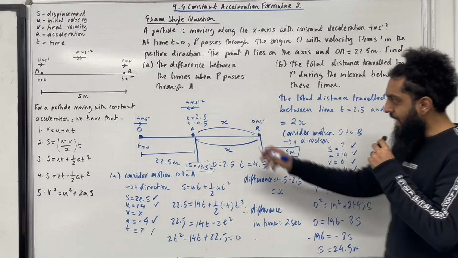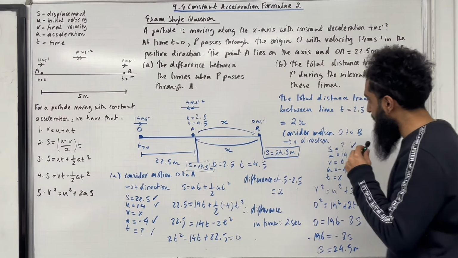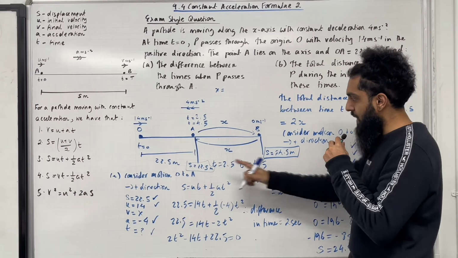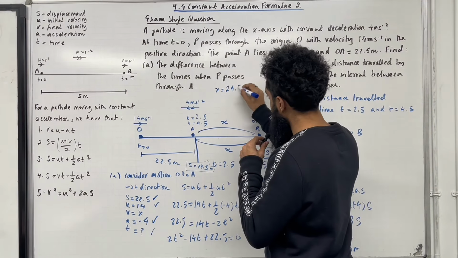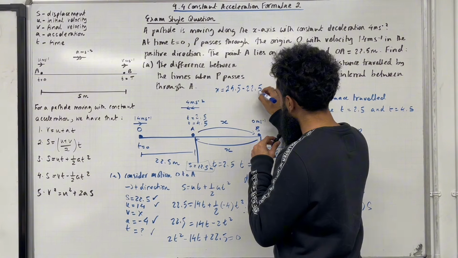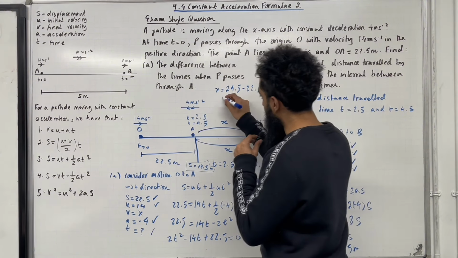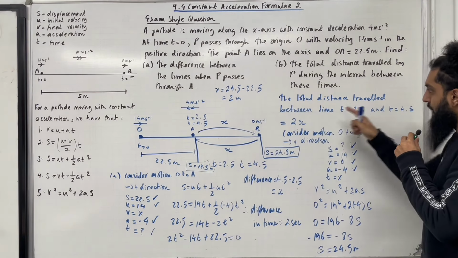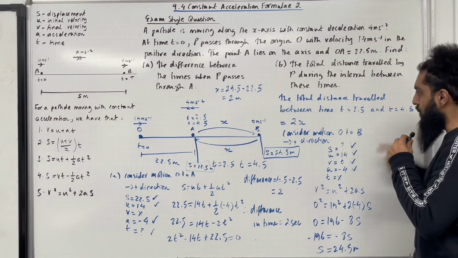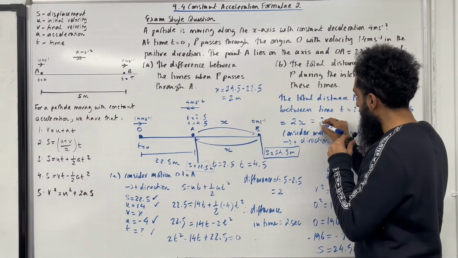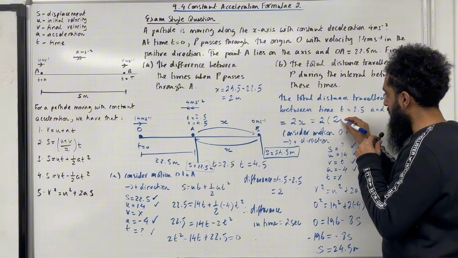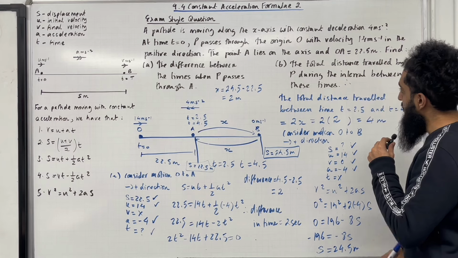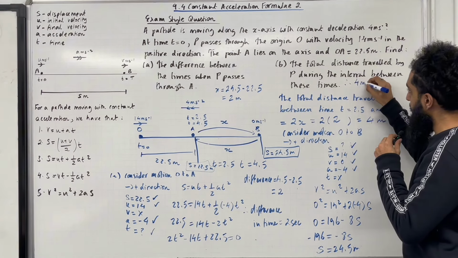Okay, so what is x? Well, x will be the difference between 24.5 and 22.5. So that will be 2 meters. And therefore, the total distance traveled between the time t equals 2.5 and t equals 4.5 will have to equal 2 lots of 2 meters, which is 4 meters. Okay, so therefore, the answer to part B is 4 meters.